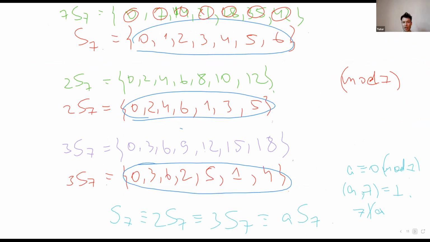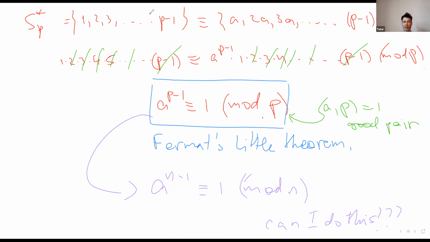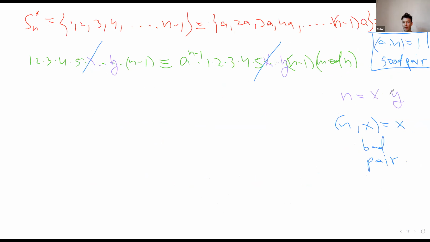But in here, when I looked at prime numbers, all of these were good to p. The only number that is bad to p is going to be p itself. But if n is a composite number, it has many bad numbers.